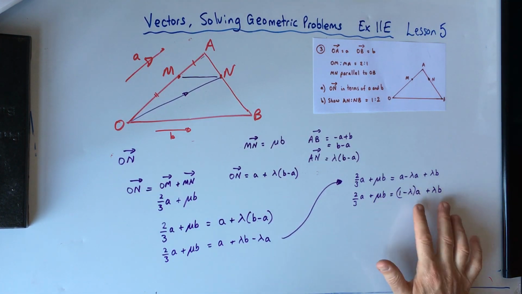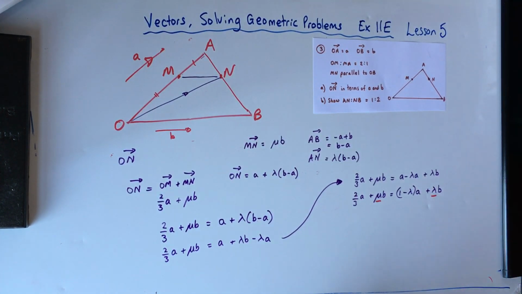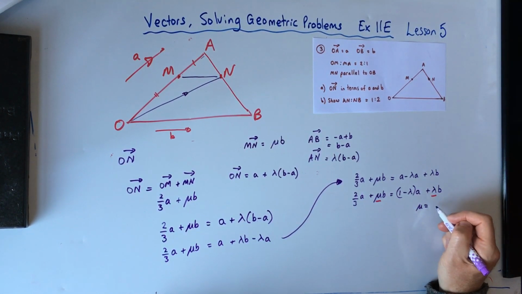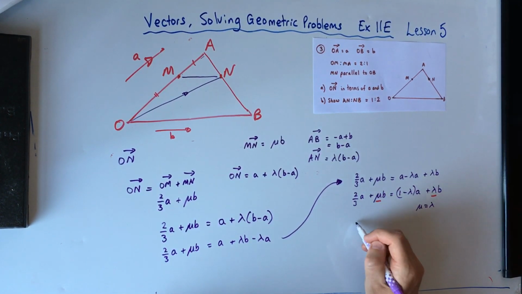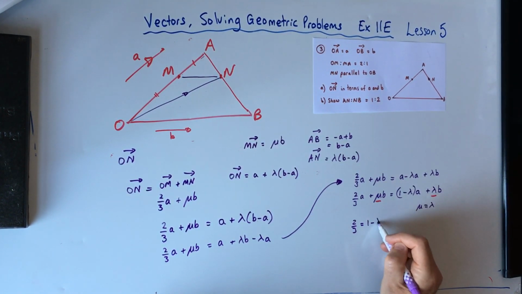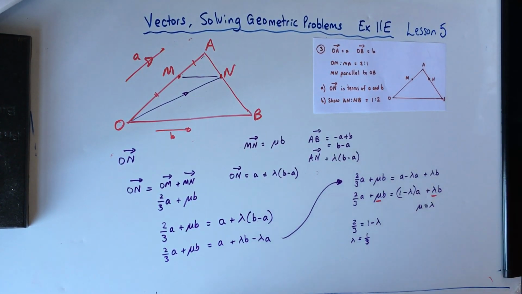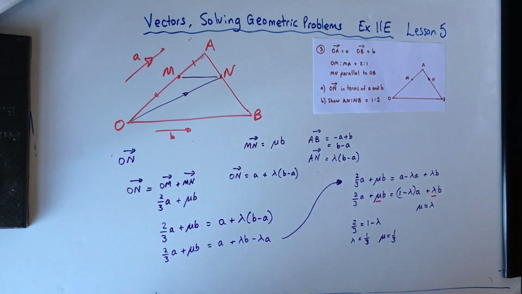If this side is equal to that side, then what's in front of B on both sides has to be the same. So now we can see that mu is equal to lambda. I can see that from there to there. I can also see that equating the A's, 2/3 is equal to 1 minus lambda. In other words, moving lambda over there and 2/3 over there, we can see that lambda is a third. If lambda is a third, then mu is a third.